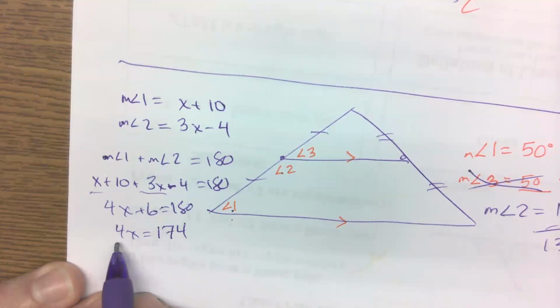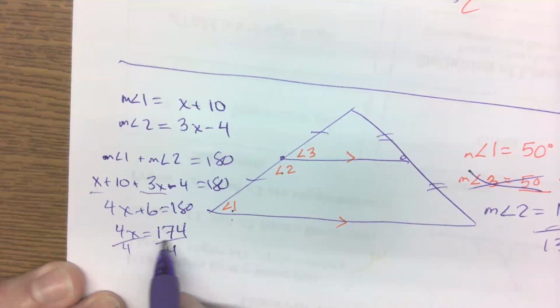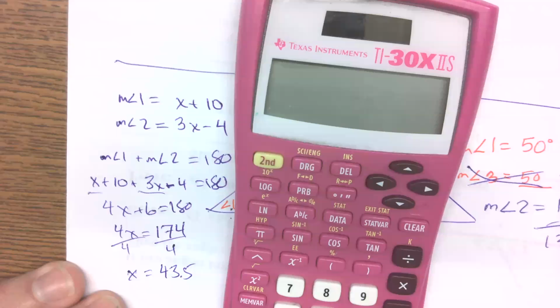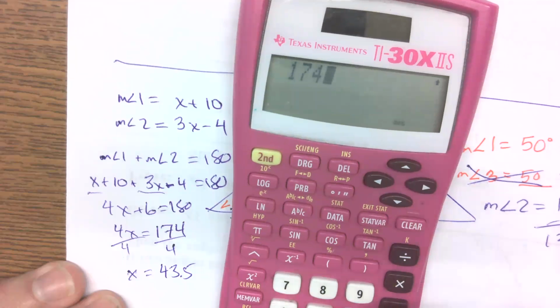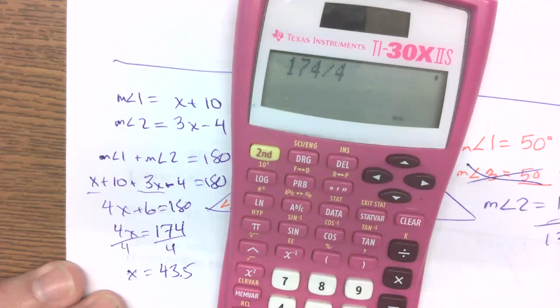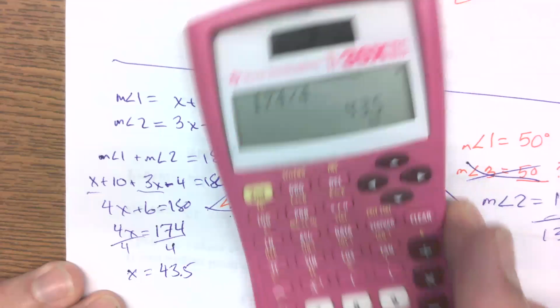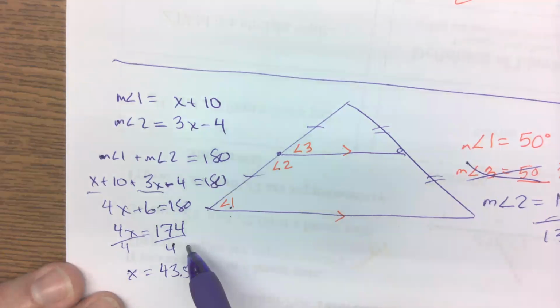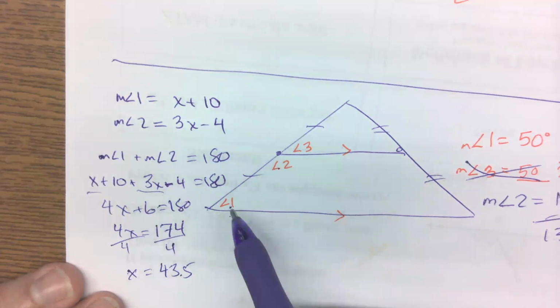90 times 4 would be 360. So it would be 16 is 40, and then 14. So it would be 43.5, I think. We get calculators? We do. Yeah, 43.5. Okay. Any questions on this type?